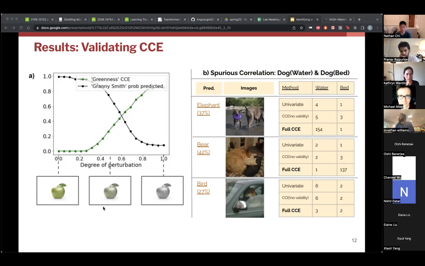Also on the left, they wanted to understand, are our validity constraints actually helping us? So I mentioned the cat and the bed example. In the middle, I think it thinks that it's a bear. So if you did CCE with no validity, the bed would be a concept that's ranked much higher, versus with full CCE, it'll be ranked much lower, so at 137 rather than 3. And then similarly for different pairs of class and concept.